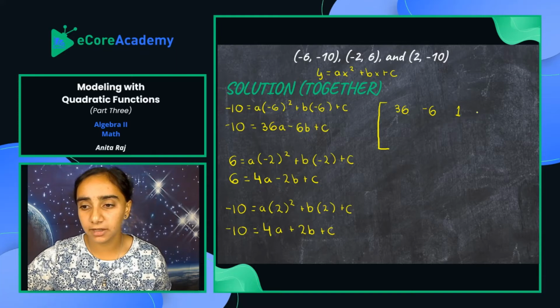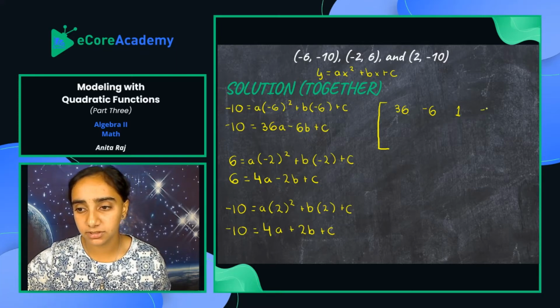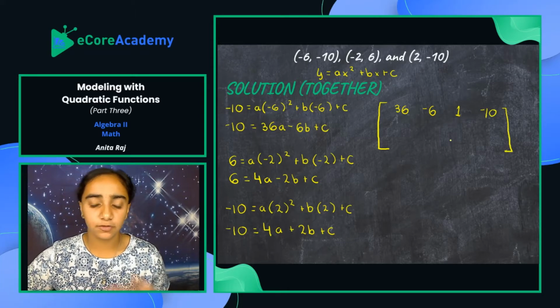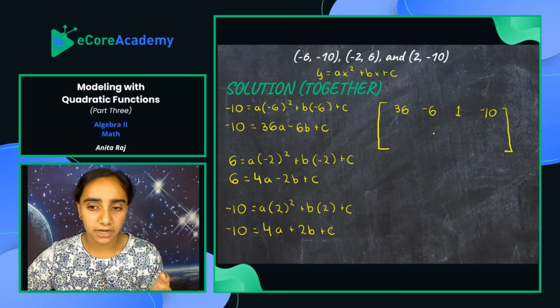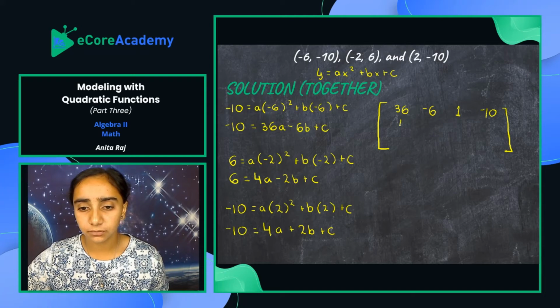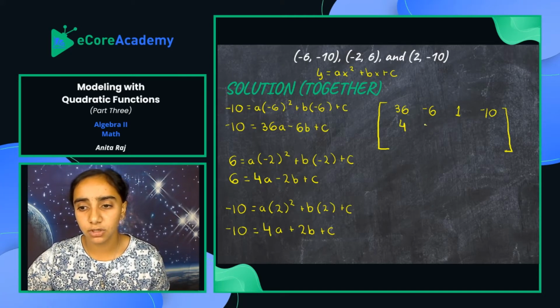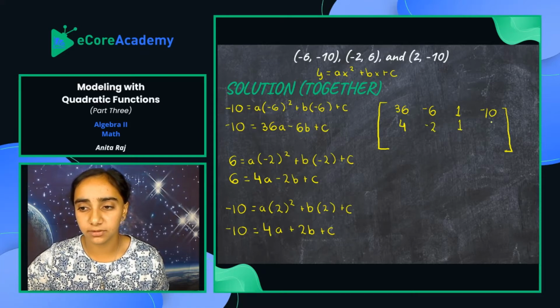That would be the fourth value we put in the first column. And you just have to follow this principle for all 3 of these equations. So for the second one, the coefficient of our a value is 4. Coefficient of our b variable is negative 2. Coefficient of our c value, again, is 1, and all of this is equal to 6.